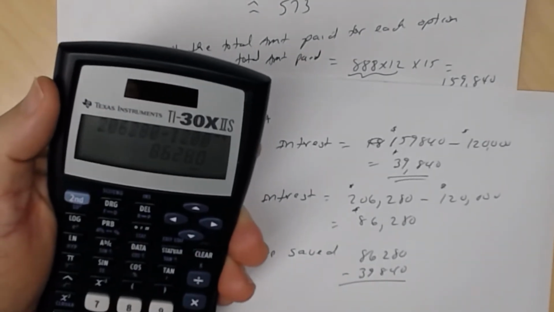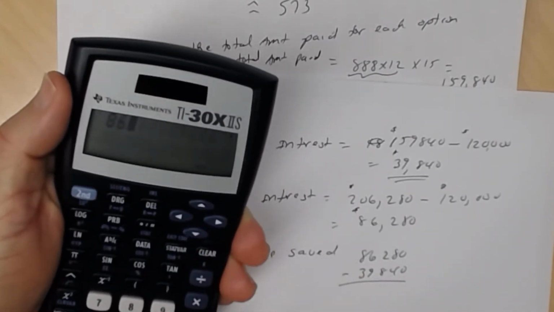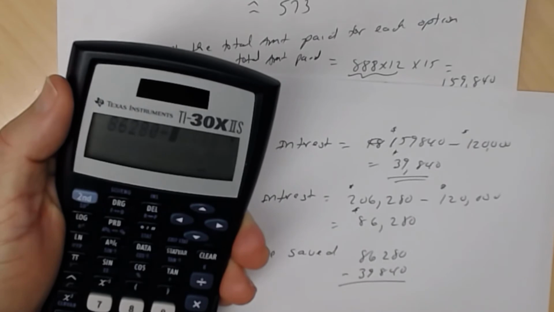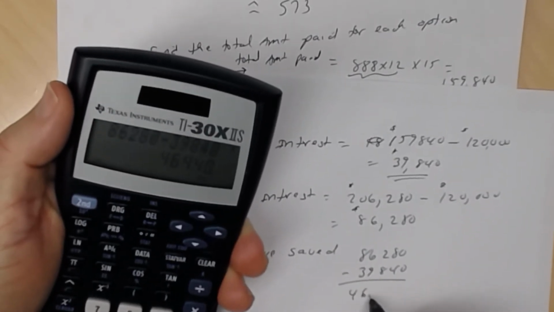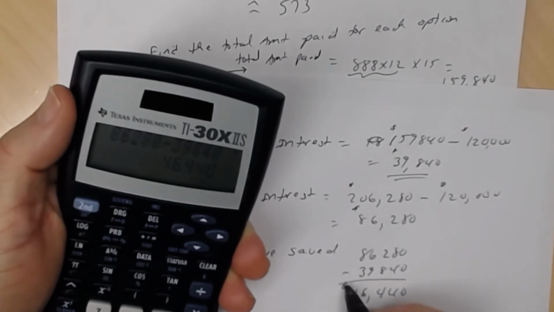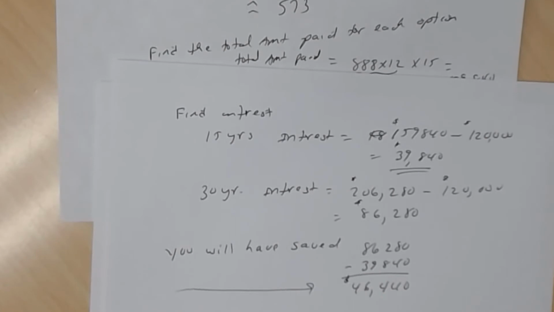So let's see, let's do that again. 86,280, subtract 39,840 equals $46,440. That's how much you would have saved. That's the answer they wanted. That's a lot of money, isn't it? That's a lot of money.